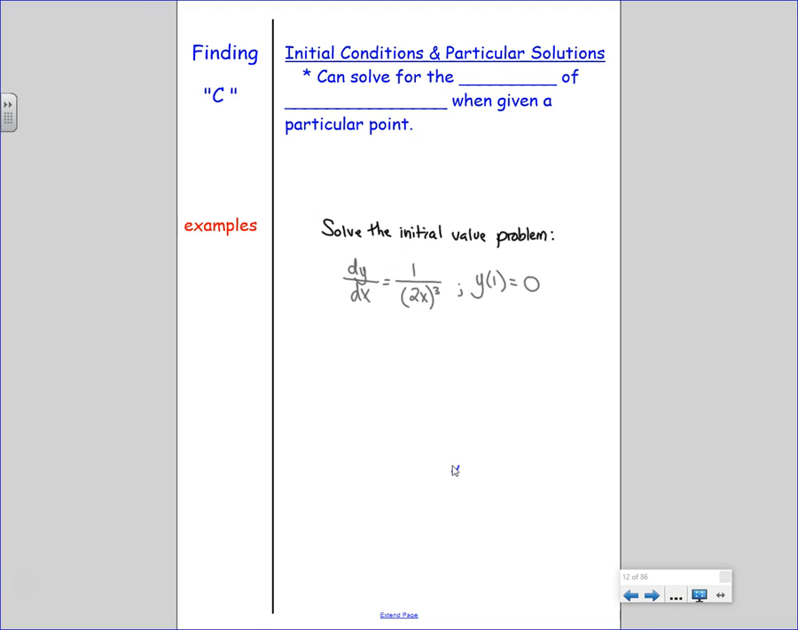Finding C. Hey! Speaking of which, see what I did there? Finding C. Initial conditions and particular solutions. Look at that.